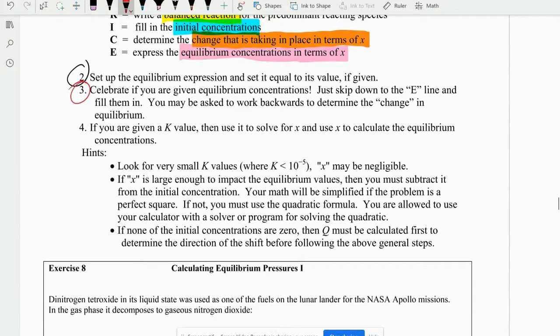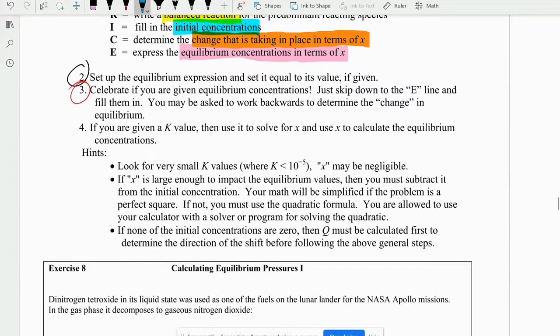you should celebrate if the problem actually gives you the equilibrium concentrations. That's going to simplify your calculations, at which point you will just go down to the E portion of your RICE table and literally fill it in. Sometimes you might be asked to work backwards to determine the change in equilibrium, but sometimes maybe not.